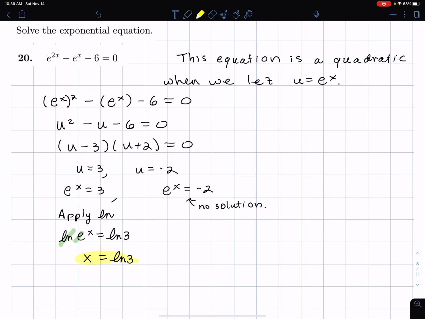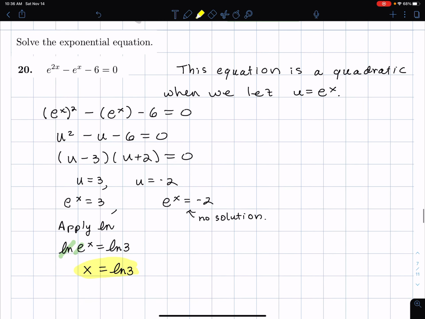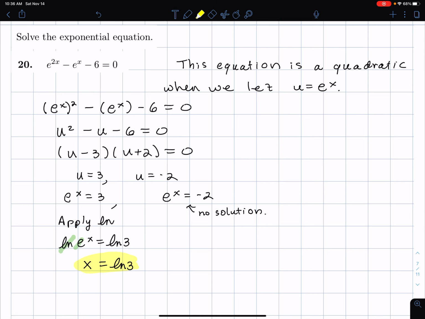And there you go. So it's a little bit tricky, but it's also a little bit of an outlier of a problem. I don't know if you'll see that many of these when you take calculus, but I saw it in the book, so I thought we'd go over it. Okay, that's all.